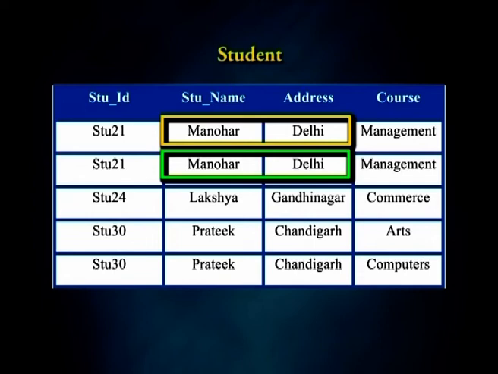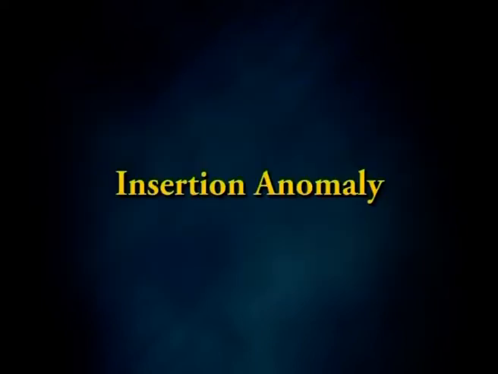For example, consider Manohar's address. We need to update all the instances of Manohar's address to eliminate update anomaly. If it is updated in one tuple and we forget to update in another, it may lead to inconsistent data in the relation. So, the next anomaly is insertion anomaly.